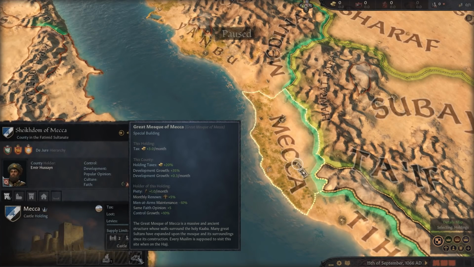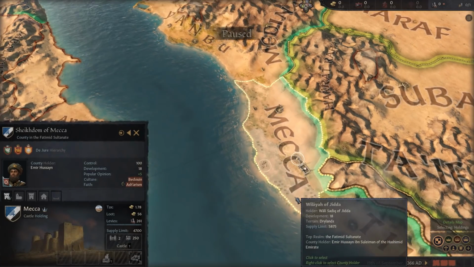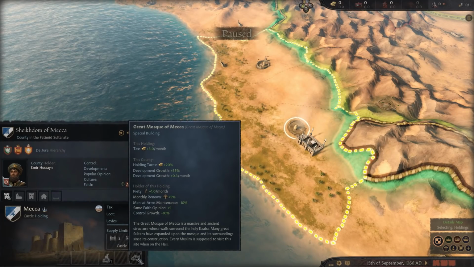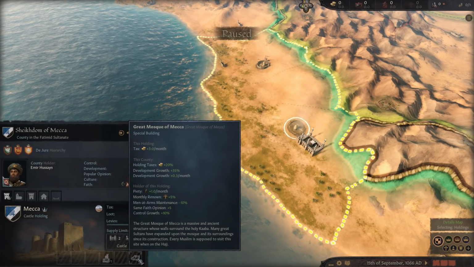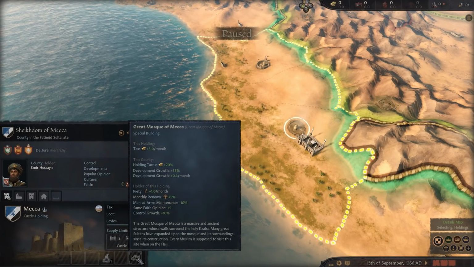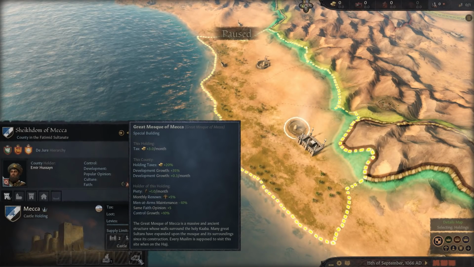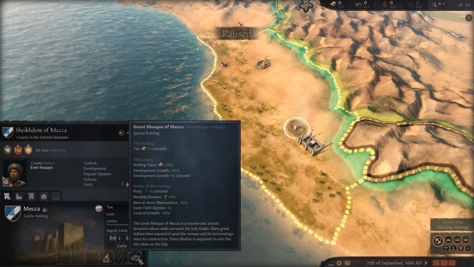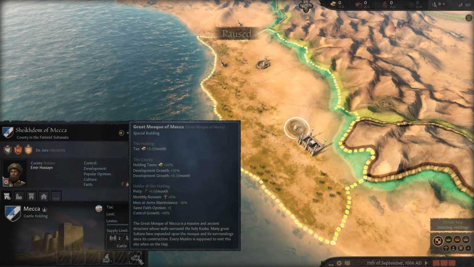On top of that, a plus 1 monthly piety, plus 5% monthly renown. Men at arms maintenance is down by 10%. Same faith opinion, plus 5, and control growth, plus 10%. The history behind it, the Great Mosque of Mecca is a massive and ancient structure whose walls surround the holy Kaaba. Many great sultans have expanded upon the mosque and its surroundings since its construction. Every Muslim is supposed to visit this site when on the Hajj.